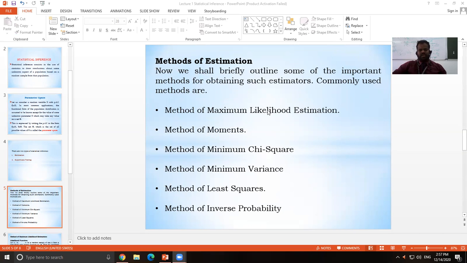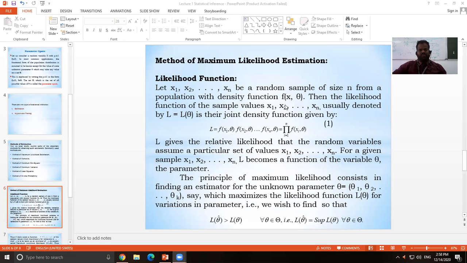There are many methods of estimation: method of maximum likelihood estimation, method of moments, method of minimum chi-square, method of minimum variance, method of least squares, and method of inverse probability. In this video, I am going to talk about the method of maximum likelihood estimation.